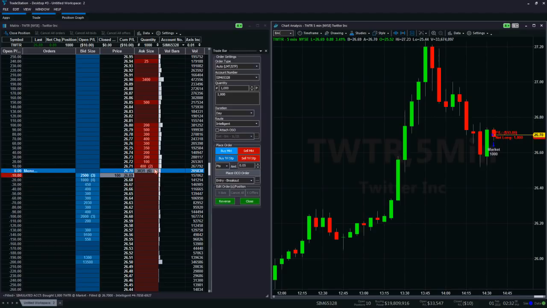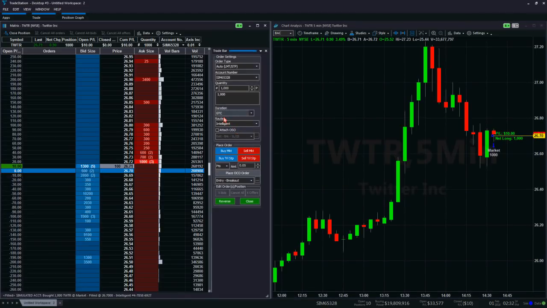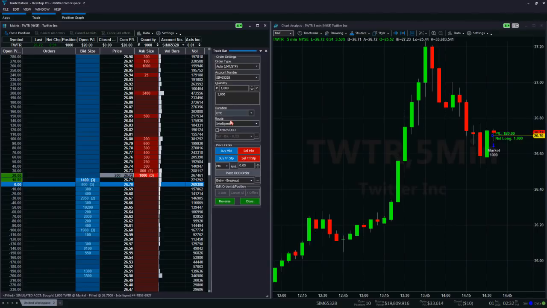So if I have a position open, I'm going to change the duration to GTC, because if my target or my stop is not hit today, I want it to remain active until tomorrow, or the day after tomorrow, where the day after tomorrow is Saturday, so it would be Monday. GTC orders are going to be active until you manually cancel them.